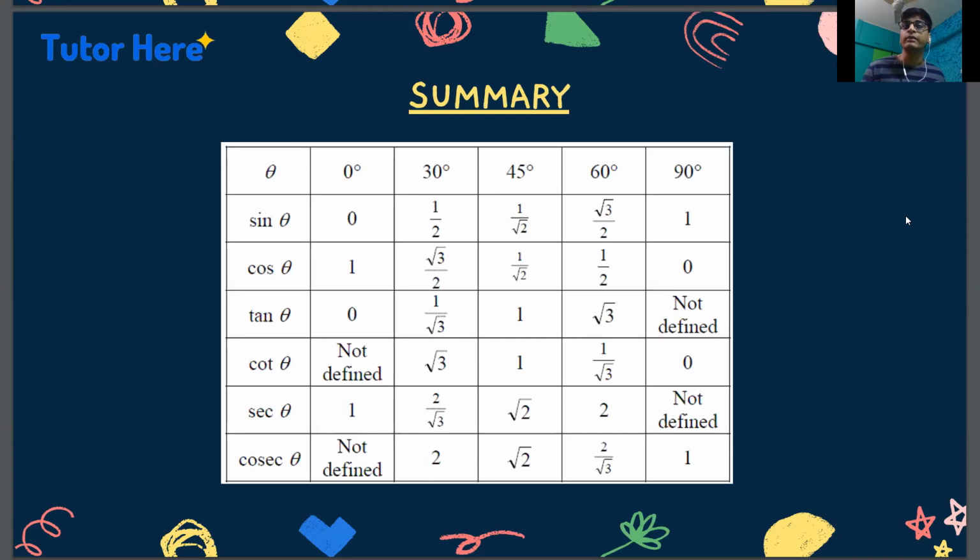Tan theta can be calculated by simply dividing the first row and the second row. Again, for cot theta, just simply reverse the values of tan theta. Now, when you come to sec theta, just take the reciprocal of cos theta, as you saw in the previous video. And for cosec theta, there are two methods. You can simply reverse the values of sec theta, or you can take the reciprocal of sin theta.